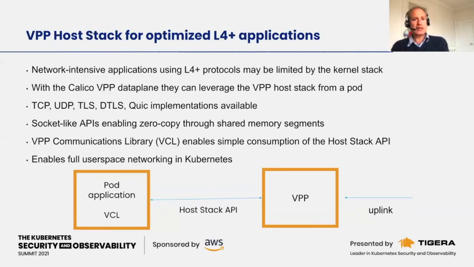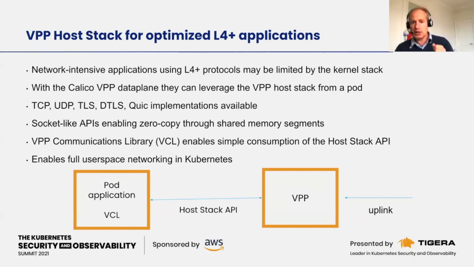Another innovation is this optimized VPP host stack, right? This is providing TCP, UDP, TLS, DTLS, and QUIC. And in order to expose that, VPP exposes shared memory to your pod. So a pod can leverage a library named VCL, the VPP Communication Library, which is also known as the VPP host stack. And this is super, super high performance. Of course, it requires customization of your application or a purpose-built application. This is not regular POSIX. It's POSIX-like APIs, but it's not POSIX APIs.